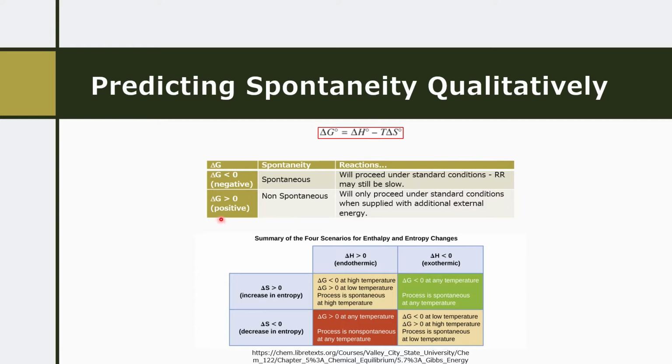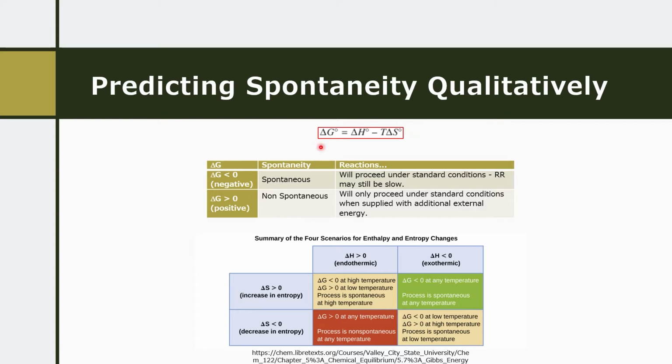Conversely to that, for any reaction where delta G is positive or greater than 0, the spontaneity of the reaction is considered to be non-spontaneous. And what that means is if you've got standard lab conditions, you'll need to supply external energy continuously for the reaction to occur.